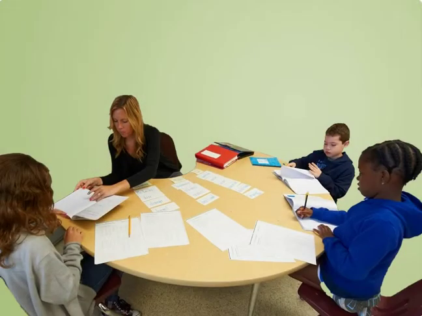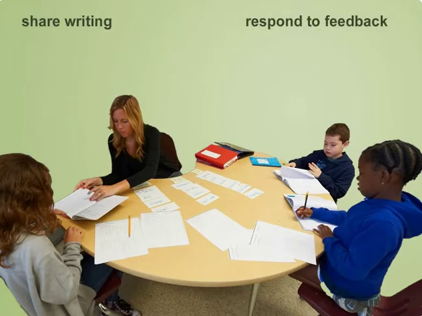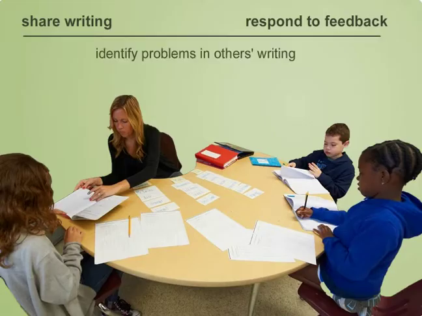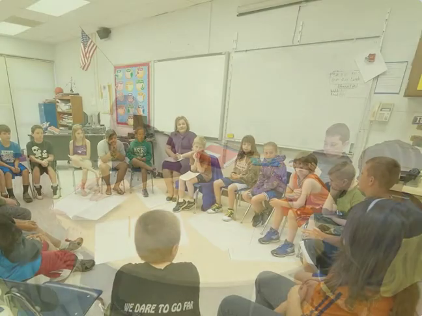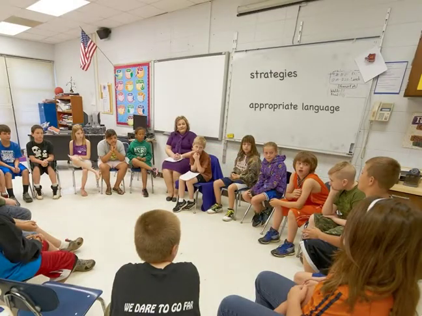Students can determine whether their writing is accurately and appropriately conveying its message by sharing their writing and responding to written and verbal feedback from their teachers and their peers. The feedback process helps students identify problems in other people's writing and may enhance the understanding of their own writing. Students need to be taught strategies and appropriate language for written feedback.